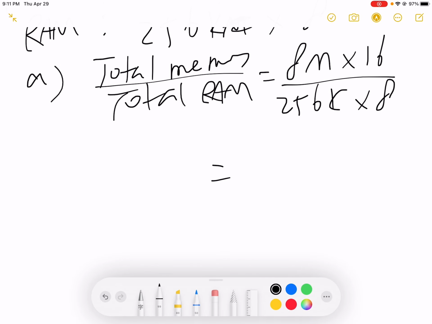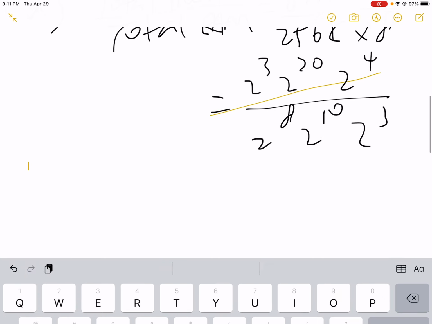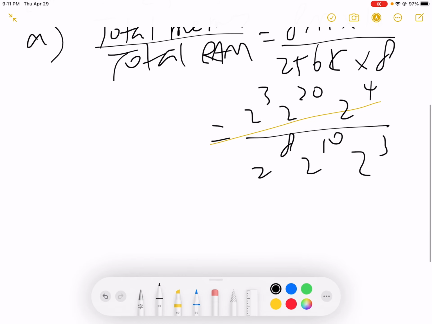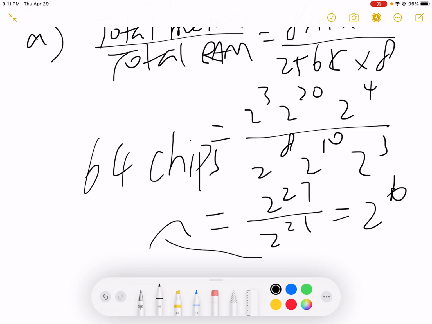You change everything to a power of 2. So 8 is 2 to the third power, mega is 2 to the 20th power, 16 is 2 to the fourth power, 256 is 2 to the 8th, kilo is 2 to the 10th, and 8 is 2 to the third. And then you divide everything, which is 2 to the 27 divided by 2 to the 21, which is 2 to the 6, which is 64 chips. So that's for A.